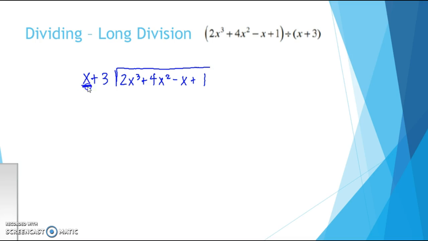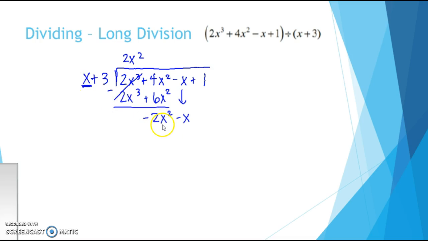And we work with this x out here. So x times what gives me 2x cubed? Well, x times 2x squared. And now I take my 2x squared and multiply it by everything I'm dividing by. So 2x squared times x is 2x cubed. And then 2x squared times 3 is 6x squared. And we subtract. So 2x cubes cancel. 4 minus 6 is a negative 2x squared, and then bring down my next term.